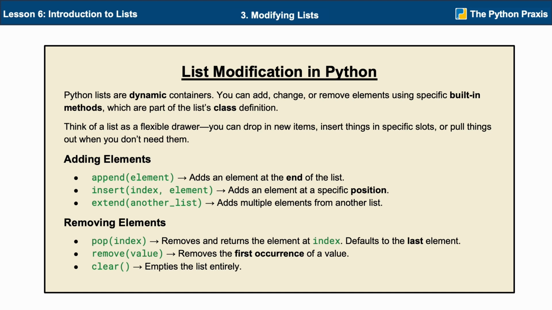To add elements, the .append method adds an element at the end of the list. The .insert method adds an element at a specific position. The .extend method adds multiple elements from another list.